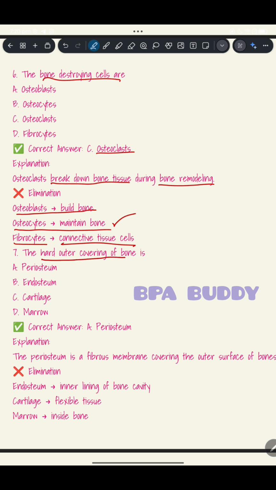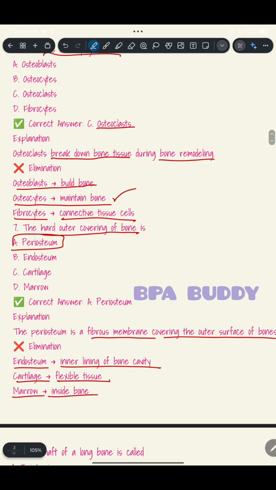Next, the hard outer covering of bone is the periosteum, a fibrous membrane covering the outer surface of bones. Endosteum is the inner lining of the bone cavity, and cartilage is a flexible tissue, and marrow is what is present inside the bone.